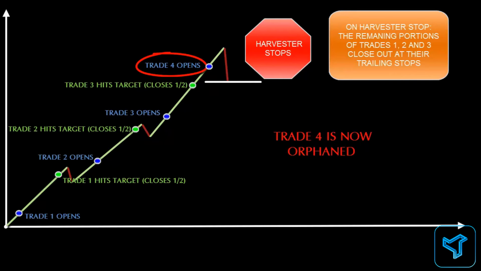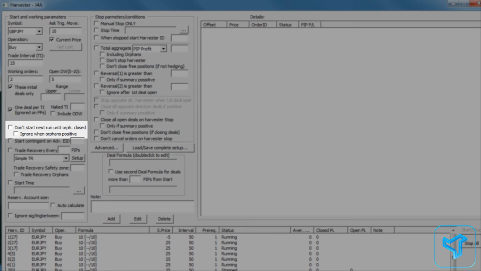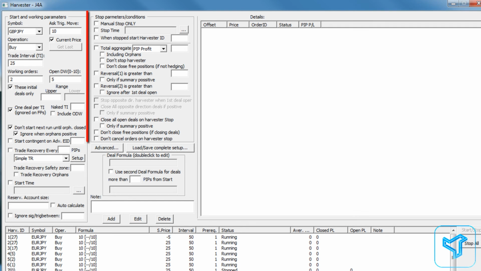The orphan is still being managed by the platform, and if managed properly, will eventually close in profit. But for now, this trade is having a pretty rough time, and we want to make sure that we limit the amount of these orphans as much as possible. We may wish, therefore, to be conservative when restarting the harvester and wait until the orphan has finally closed, or at least has found itself in positive territory once again. These two checkmark boxes work in tandem and accomplish this. Let's now take a look at stop parameters in the middle of the window.